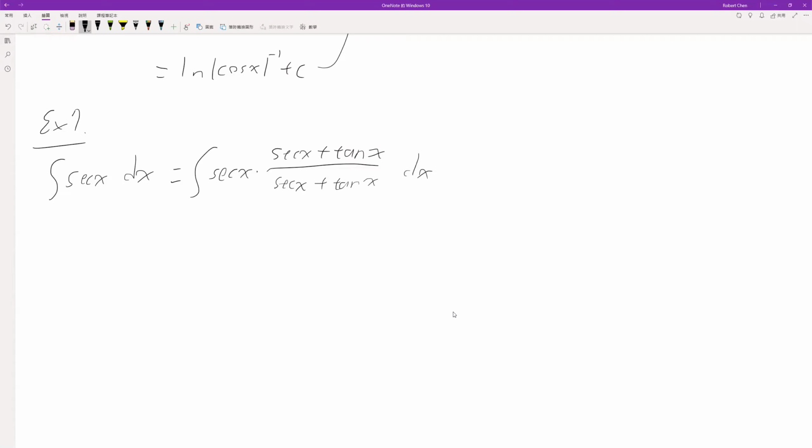Okay. Now, I'm actually going to stop here and let you try it out. So after you do it, you will get ln of secant x plus tangent x. Okay, so go ahead and give that a try. This is a very fun one.